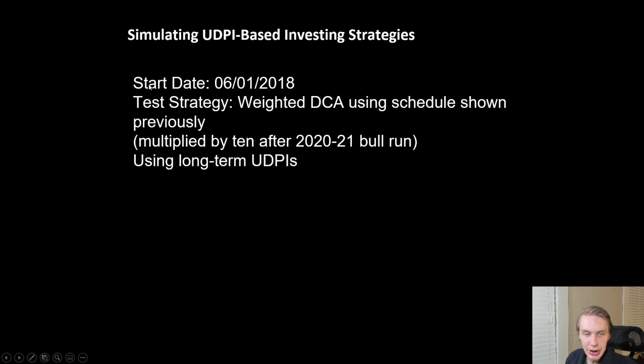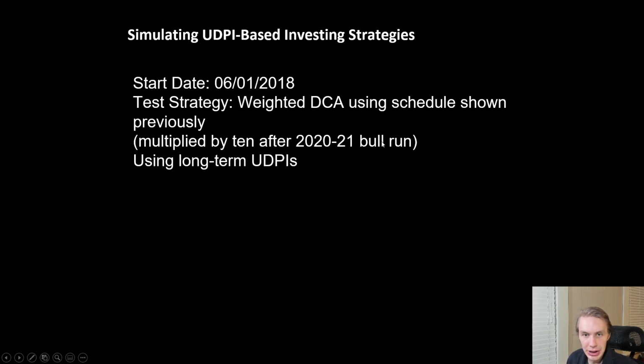For this strategy, I decided to change it up from the last one. With backtests, it's good to vary things a bit to gain more confidence that there's nothing idiosyncratic to one specific starting point. So I bumped things back about 6 months. We're going to be starting at the beginning of June 2018 rather than the beginning of 2019, which is what I did last video. And we're going to use that same testing strategy: the UDPI-based DCA strategy using that schedule I just showed you of how the person using this strategy would be investing.